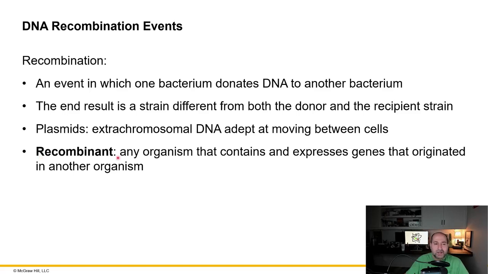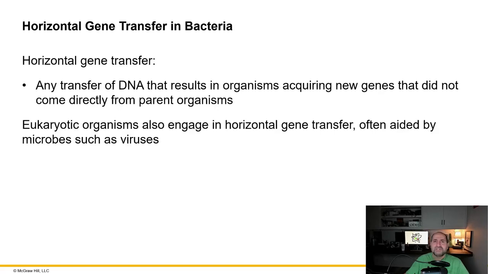So the term recombinant refers to any organism that now contains and expresses genes that originated in another organism. We discussed this briefly before. Remember that animals reproduce by sexual reproduction. When the male and the female mate, there is an exchange of genetic information, and that offspring has genes from both parents. That passing on of genetic material from parents to offspring is called vertical gene transfer.